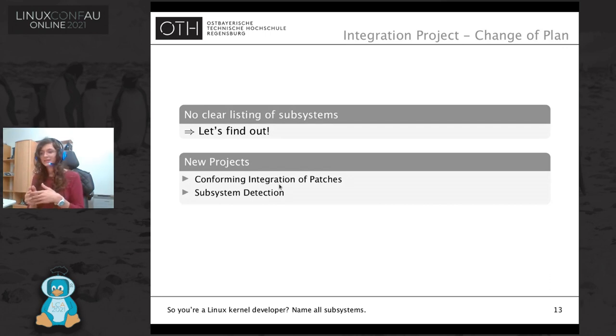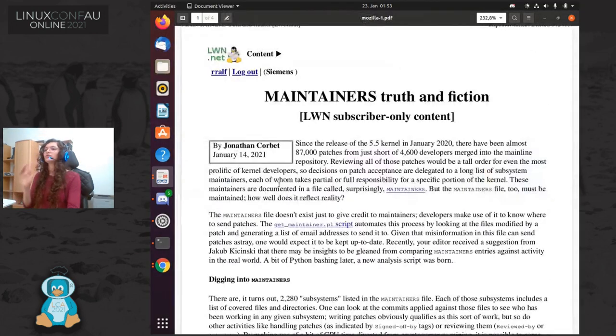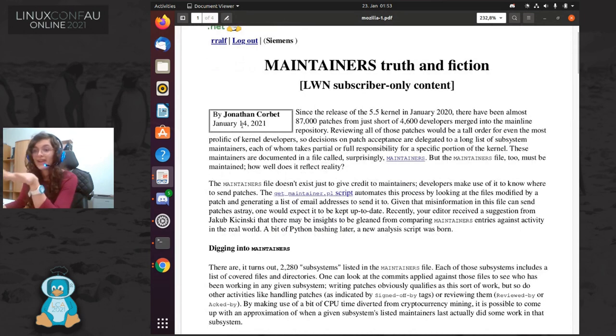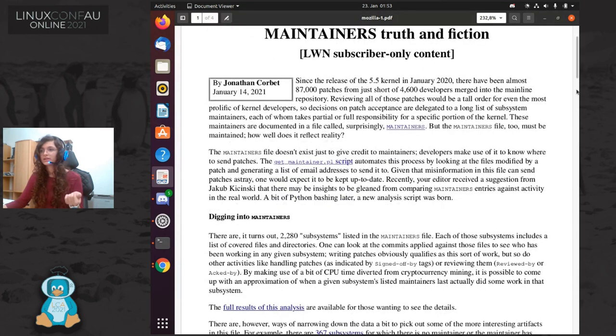And just a very quick interjection to a very recent article. There's very recently been this article by Jonathan Corbet. It's called Maintainers, Truth and Fiction. And it's like analyzing the maintainers file. The basic gist of it is to analyze the maintainers file and look for any sort of inconsistencies and stuff like that. So the maintainers file is still a file that needs to be maintained, but there is still weird stuff in there, like sections that don't have any maintainers and stuff like that. And that was just the basic gist of this article.